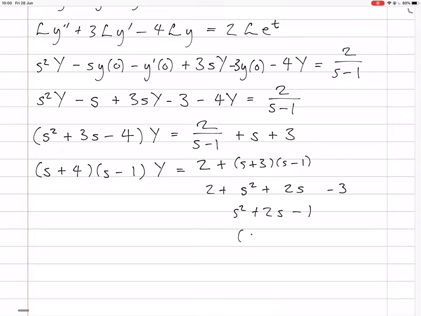Then that factorizes as s... Oh dear. Is that going to factorize at all? You need s minus 1, s plus 1, but now we have this 2s here. Oh dear. This is a polynomial with complex roots, isn't it? That can't be right. That's going to be horrible.